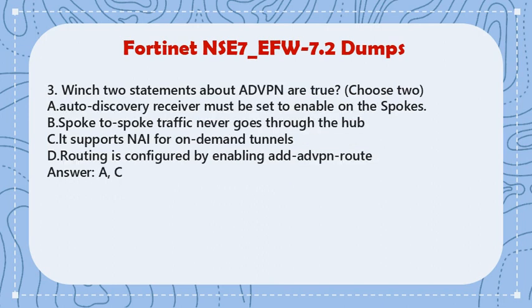3. Which two statements about an ADVPN are true? Choose 2. A. Auto discovery receiver must be set to enable on the spokes. B. Spoke-to-spoke traffic never goes through the hub. C. It supports NAT for on-demand tunnels. D. Routing is configured by enabling add ADVPN route. Answer: A, C.